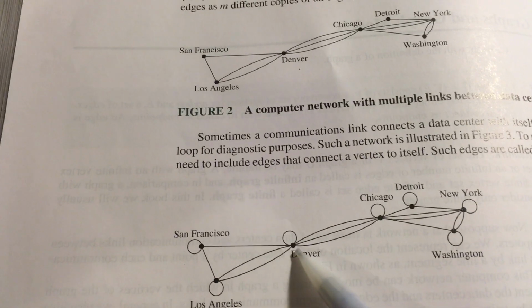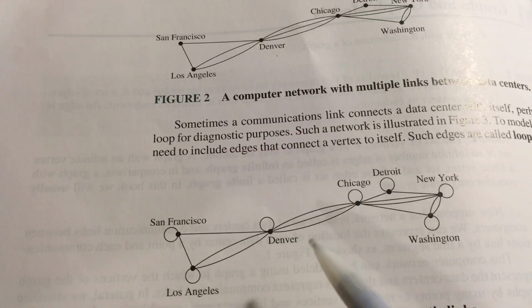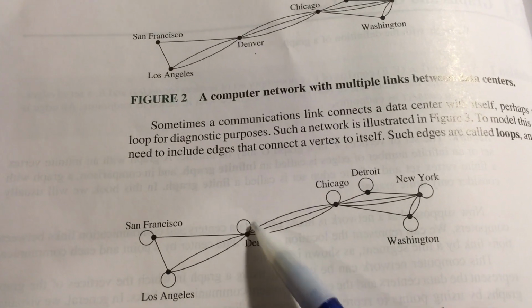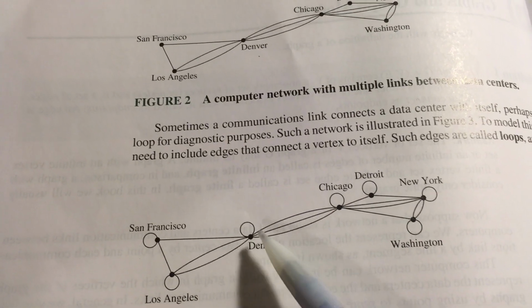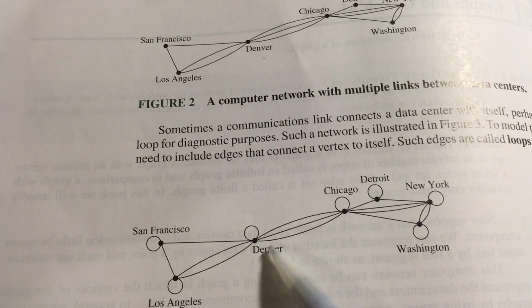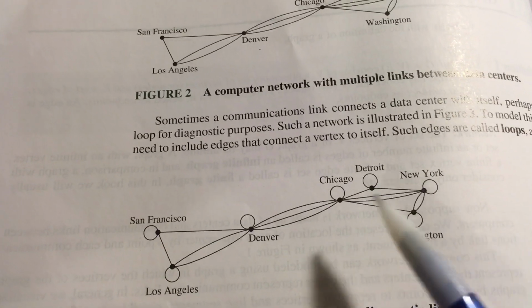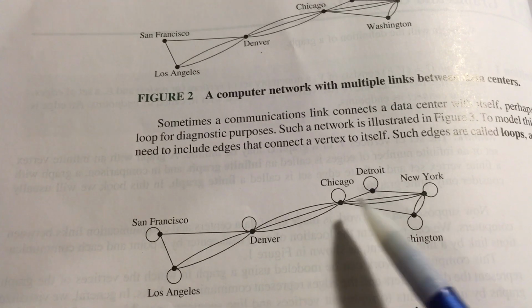Also, you may want servers to be talking to themselves, right? You may want to have what are called diagnostic links, where the server is sending data to itself in order to run checks or that sort of thing. So that can be represented by putting a loop on every server that has one of those diagnostic links.